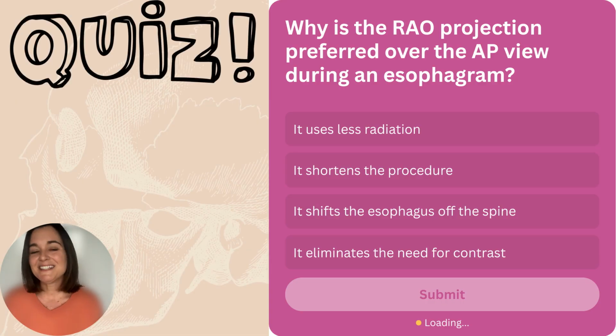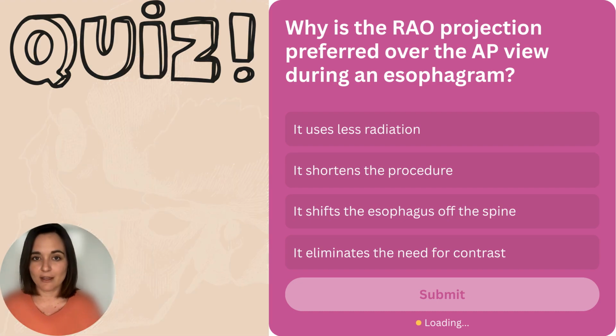Pop quiz break. Why is RAO projection preferred over the AP view during an esophagram? It uses less radiation, it shortens the procedure, it shifts the esophagus off the spine, it eliminates the need for contrast. The answer is, it shifts the esophagus off the spine. This avoids overlap and helps demonstrate peristalsis and mucosal detail more clearly.